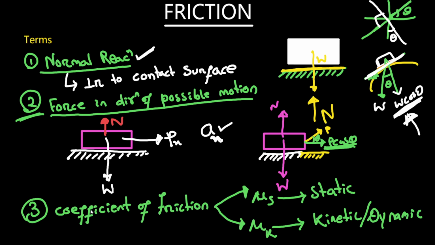Okay. So in that case, the coefficient of friction is this mu s, mu k. This is unitless. I'll write like this. No unit. This one also, this one also. This is the third thing. We need to discuss one more thing.